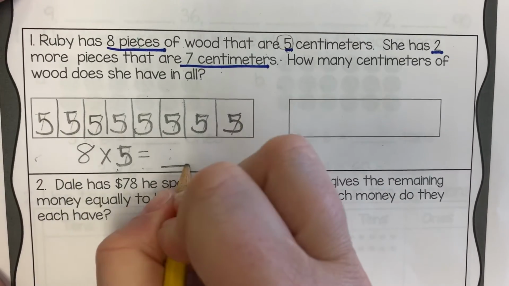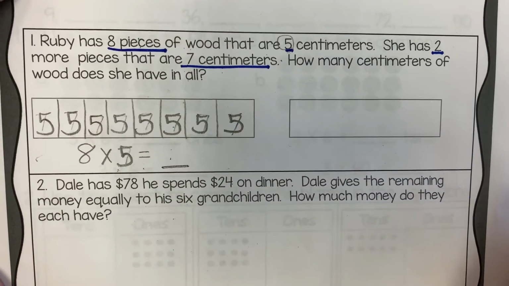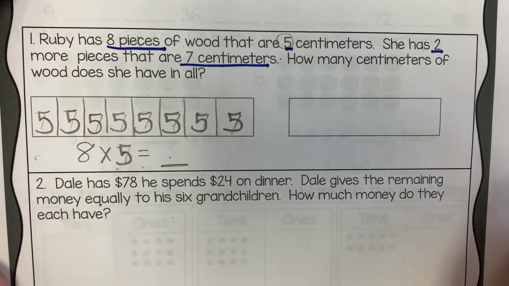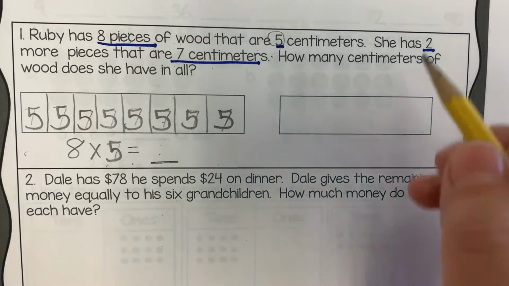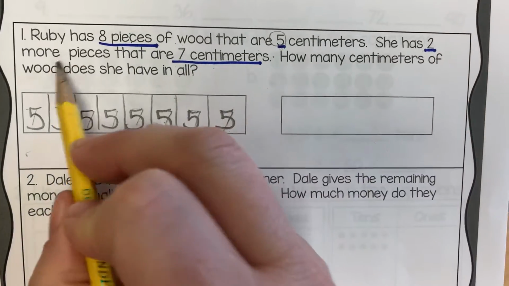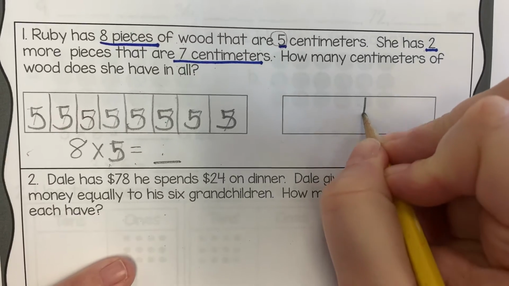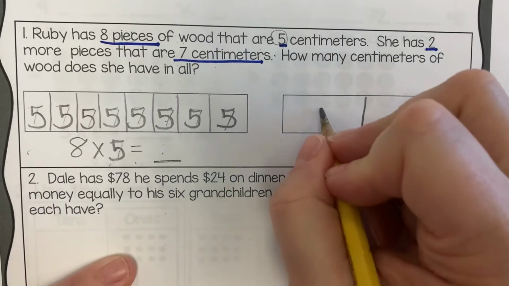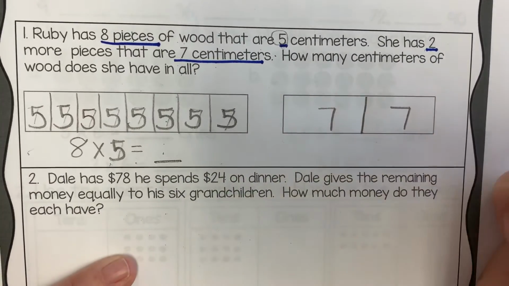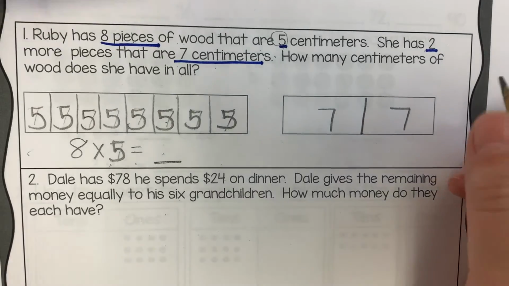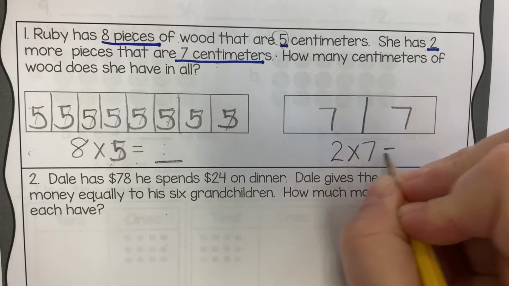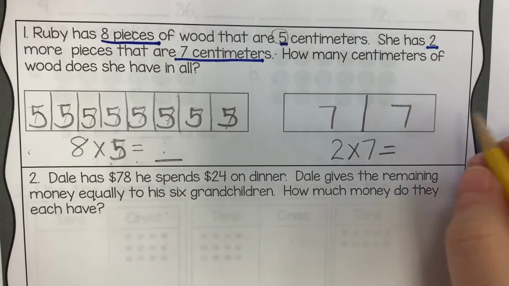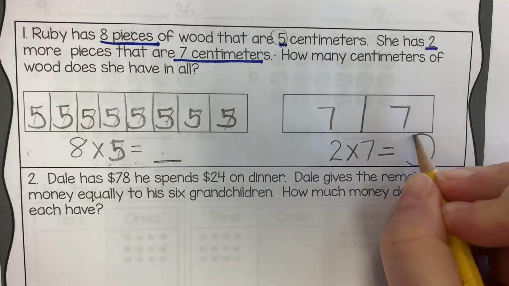So your answer would go right here. But you're going to need to do something with that answer because this is more than one step. So over here it says she has 2 more pieces that are 7 centimeters. So this one's going to be 2 pieces and this is going to be 7 in each one. So I'm going to take this 2 and times it by 7 to get my answer here. And that would go here.